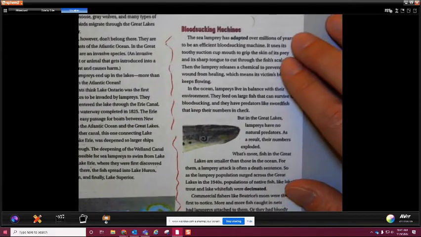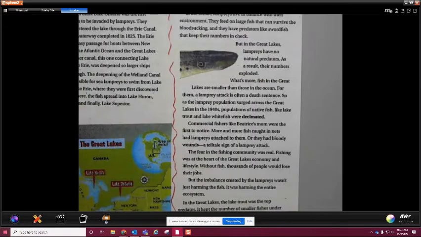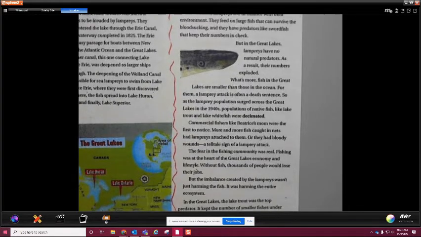All right, the next heading, blood-sucking machines. The sea lamprey has adapted over millions of years to be an efficient blood-sucking machine. It uses its toothy suction cup mouth to grip the skin of its prey and its sharp tongue to cut through the fish's scale. Then the lamprey releases a chemical to prevent the wound from healing, which means its victim's blood keeps flowing. In the ocean, lampreys live in a balance with their environment. They feed on large fish that can survive the blood-sucking, and they have predators like swordfish that keep their numbers in check. But in the Great Lakes, lampreys have no natural predators.